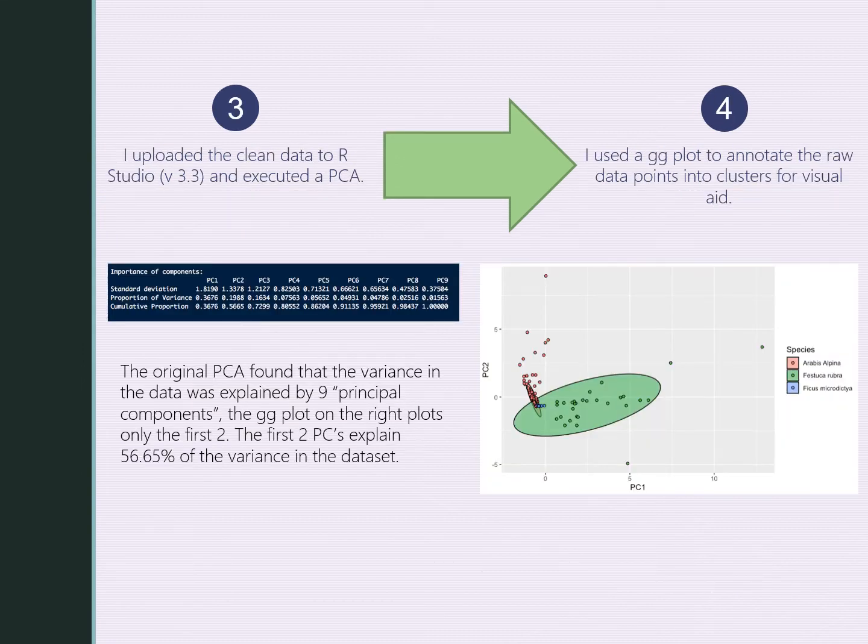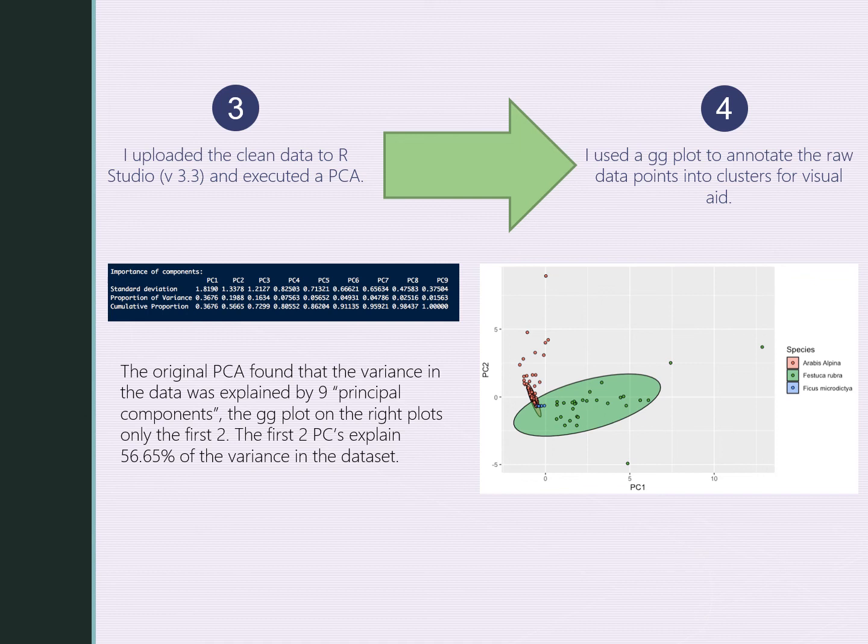I conducted this PCA in RStudio after uploading the dataset I had created in Excel. When I uploaded this dataset into R, I found that there were 9 principal components that explained the variation of this dataset. The first 2 principal components explained over half of this variation, which is basically the spread and distribution of the dataset. The first 2 PCs are plotted here on the right with this ggplot.